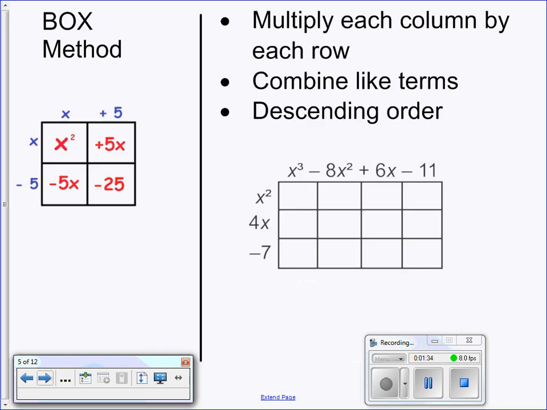In the box method, you just multiply each column by each row, and then combine your like terms, putting them in descending order. So if I take this x times this x, I get x squared. Negative 5 times x is negative 5x. x times 5 is 5x, and negative 5 times 5 is negative 25. These two are like terms, so I get x squared minus 25.